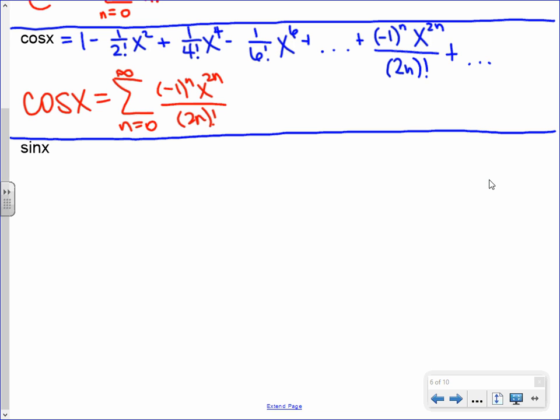The sine of 0 is 0. Our derivative is cosine, evaluated at 0 is 1. Derivative of cosine is negative sine, 0. Derivative of negative sine is negative cosine. The pattern's going to keep going, right? The next derivative is, nope, it's positive sine. Sine of 0 is 0. Next derivative is cosine.